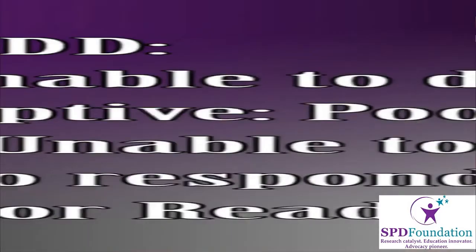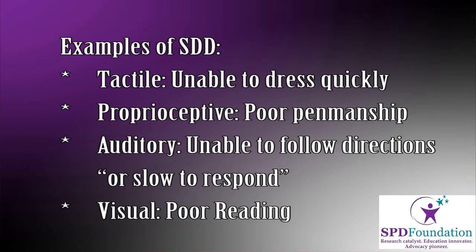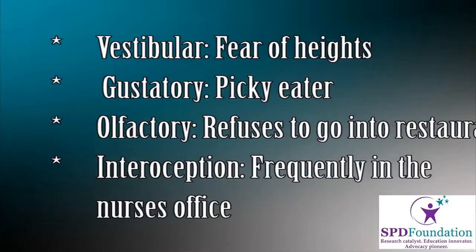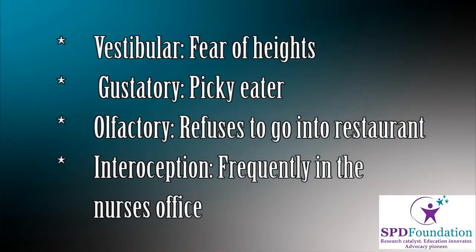Some examples of SDD are tactile, unable to dress quickly; proprioceptive, poor penmanship; auditory, unable to follow directions exactly or slow to respond; visual, poor reading; vestibular, fear of heights; gustatory, picky eater; olfactory, refuses to go into a restaurant; interoception, frequently in the nurse's office.